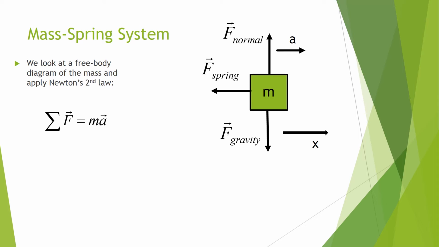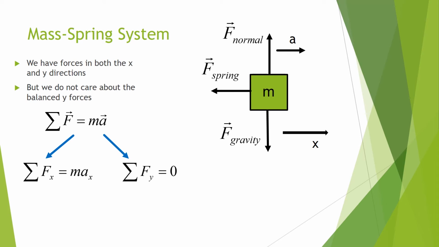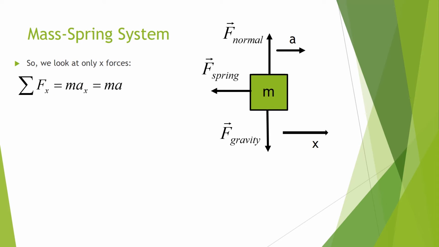The other thing is we have a spring force acting on this mass. Moving forward, we can break up the vector equation into an x equation and a y equation. We don't care about the y forces because they're going to end up being 0, and we're not dealing with friction, so we don't really need to know what the normal force is. All we care about is the x portion of this equation. The sum of the forces in the x direction gives us mass times acceleration x.